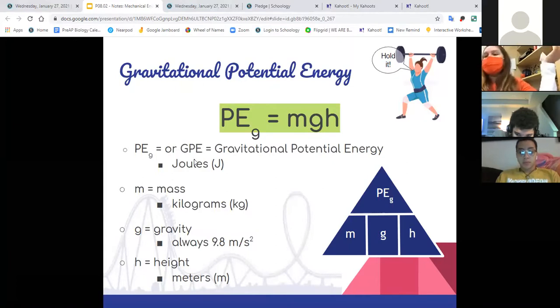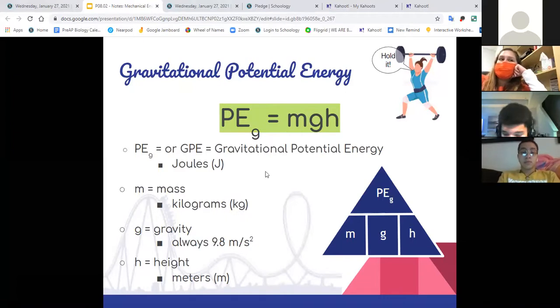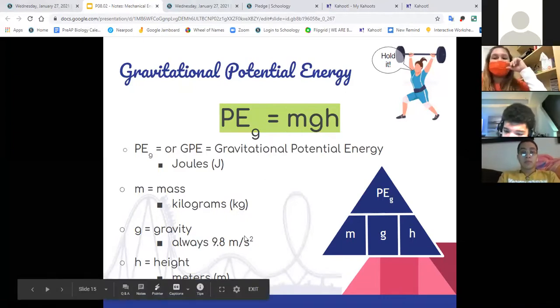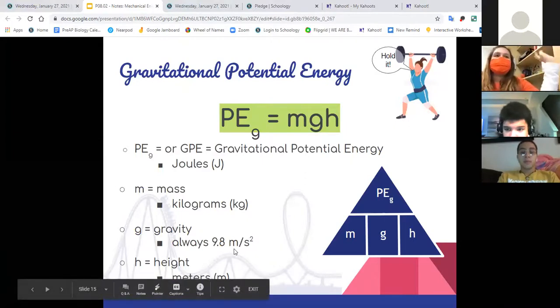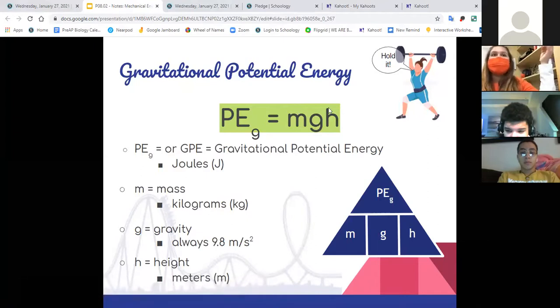So GPE, gravitational potential energy, since it is an energy, it's also measured in joules. Mass is still measured in kilograms. And gravity is always 9.8. It's never going to change unless we're on a different planet, but don't worry about that. We're not going to do that this unit. So you always know g is 9.8. And then your height is going to be measured in meters.